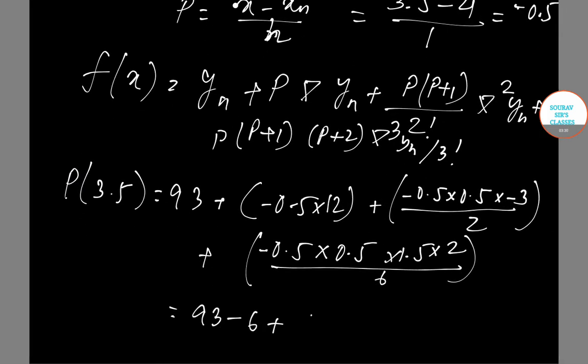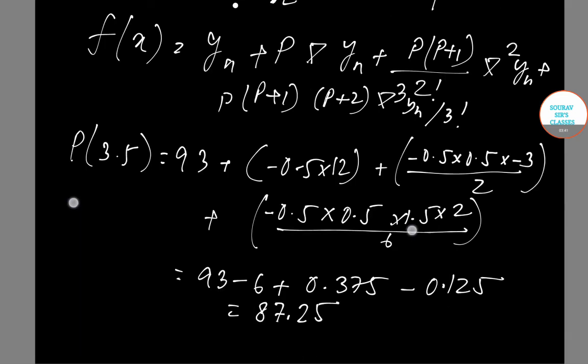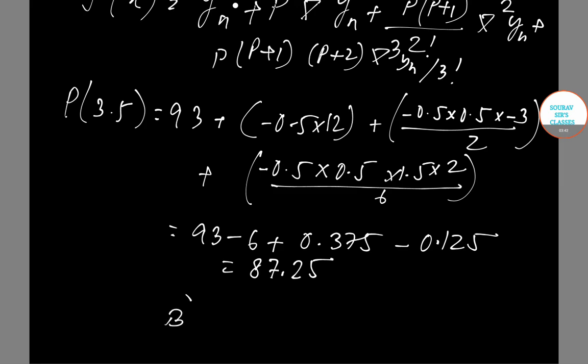And this gives us 93 minus 6 plus 0.375 minus 0.125, that equals 87.25. So our correct option is option B. So option B is the correct option, and the answer is 87.25.